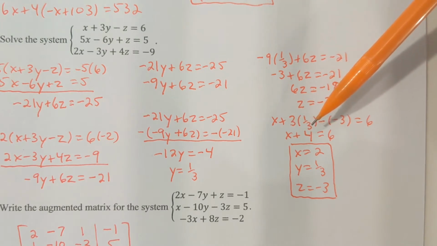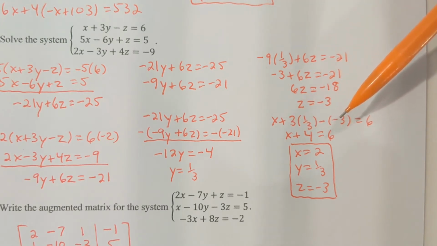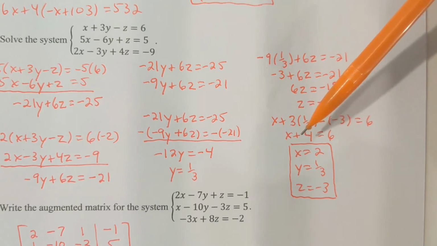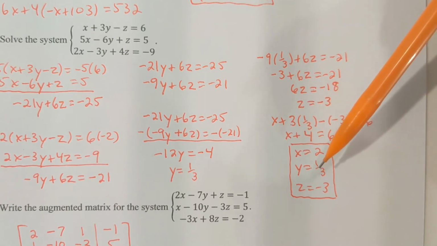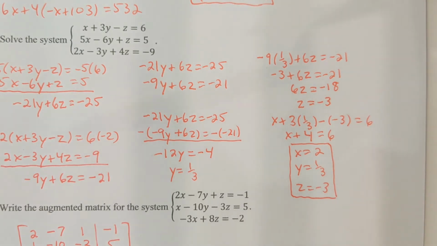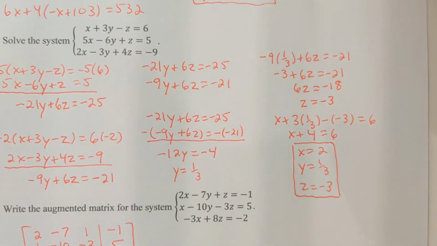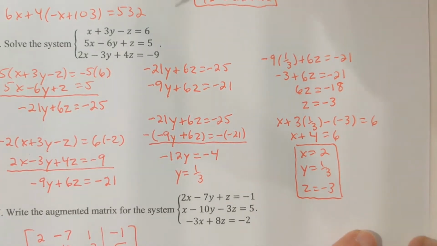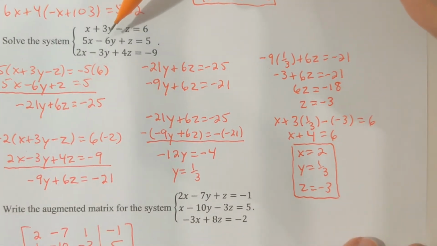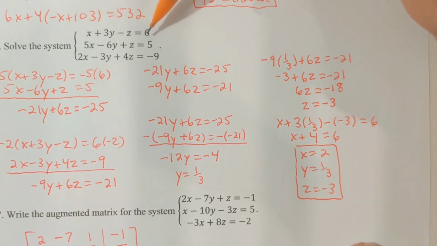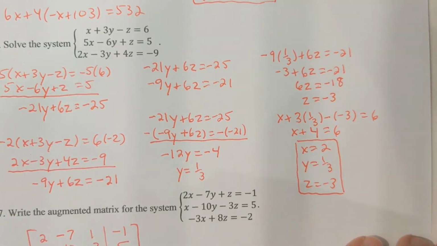3 times 1/3 is 1. I'm adding -3 to that, so 1 plus 3 is 4. Okay, subtract 4, looks like x is 2, y is 1/3, and z is -3 would be the solution there. Okay, and I can check that. 2 plus 1 is 3, minus a -3 is 6, that's true. 10 minus 2 is 8, minus 3 is 5, that's true. Okay, 4 minus 1 is 3, minus 12 is -9, that looks good. And so there's the right answer.